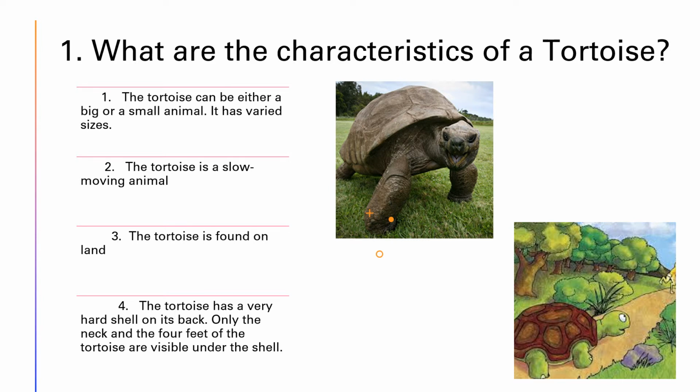Again, it is clear from the second picture that I have put up. You can see that it is a little animal which is moving quite slowly. The tortoise is found on land. And fourth is that the tortoise has a very hard shell on its back, and only the neck and the 4 feet of the tortoise are visible under the shell. That is also very clear from the images that I have put up here. You can see that there is this hard shell and only the 4 limbs and the neck are sort of visible under it.